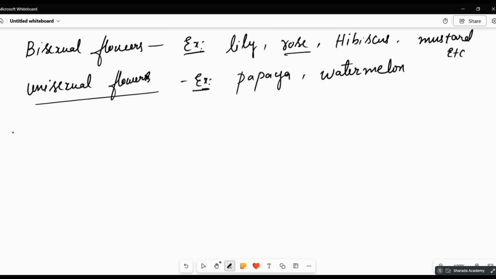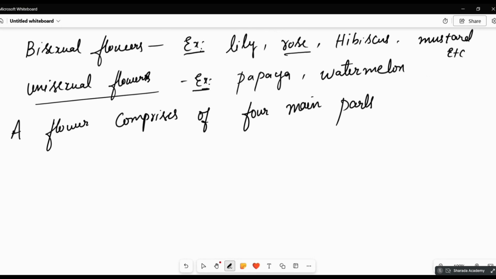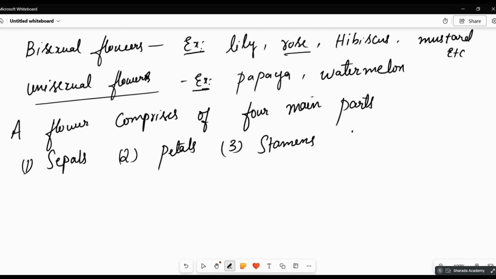Okay, now write: a flower comprises four main parts. First one is the sepals. Second one is the petals. Third one, stamen. And fourth one is the carpels.